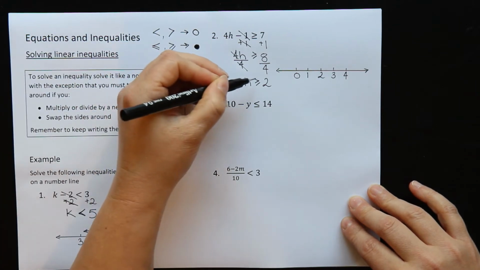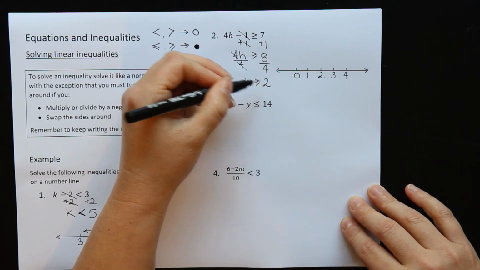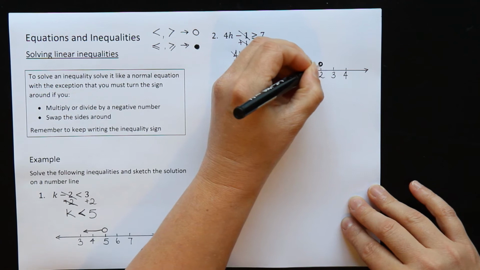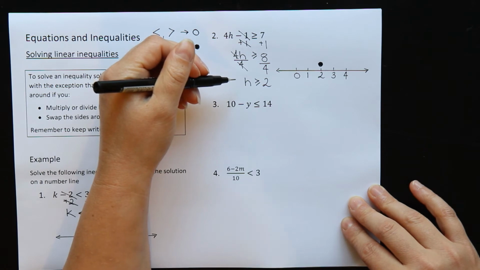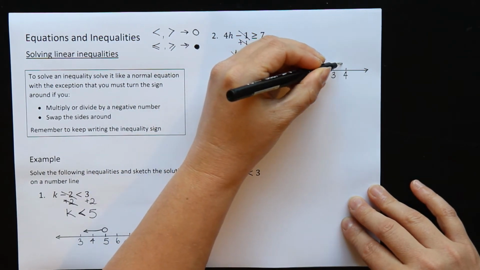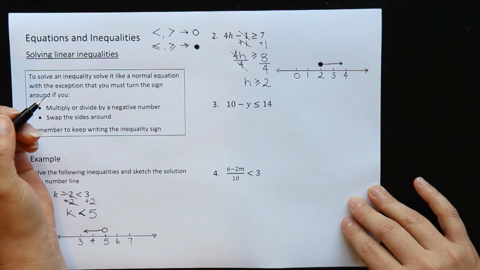So this says h is greater than or equal to 2. So it could be equal to 2, which means we need to use the coloured in dot at the 2. And we need to draw an arrow pointing to all the numbers that are greater than 2. Well, 3 is greater than 2, 4 is greater than 2, and anything that way is greater than 2. And that's the solution.